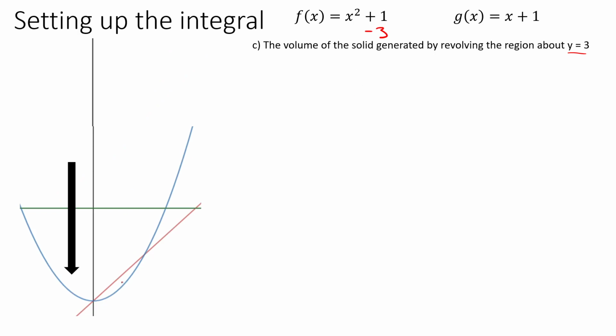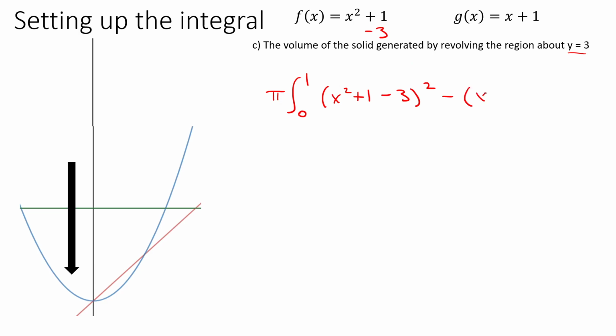Now, when I do that, I'm still rotating this way. This is my outer radius. So we're going to integrate pi. It's always pi, and that just comes from, again, the formula for a cylinder. We're drawing rectangles this way, so we're going to use x values. So from 0 to 1, the outer radius is the parabola, but shifted down by 3 units.